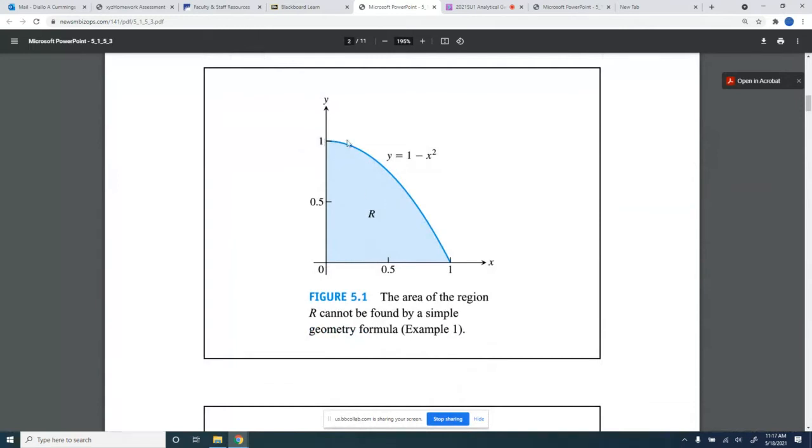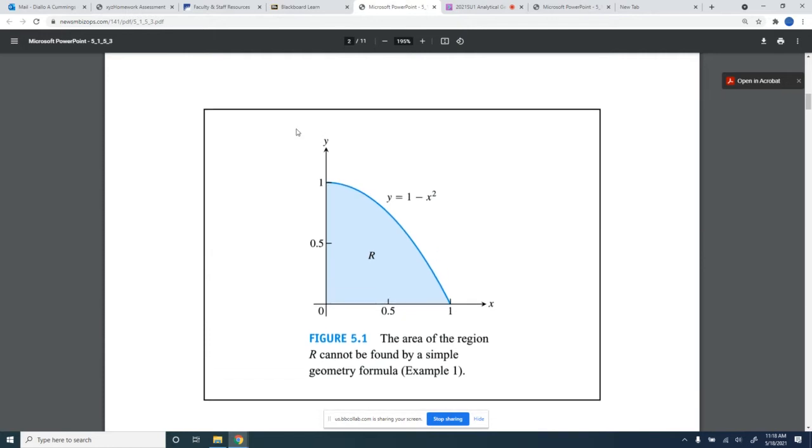However, if we take a look at a curve such as this one, on an x and a y axis, this is the graph of 1 minus x squared on the x interval from 0 to 1. Let's say we were asked to find the area for this figure. The area can't be found by a simple geometric formula because it's not a simple geometric shape. However, we can estimate the area of such a shape by using rectangles.